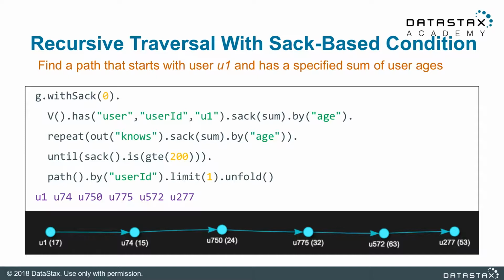After repeating that process 2 times, we want to see the object within the SAC, so we call the SAC step to read the contents of the traverser's SAC. We limit to only one traverser and look at the results. We see a map with U1 and its age of 17, U74 with an age of 15, and U40 with an age of 12.